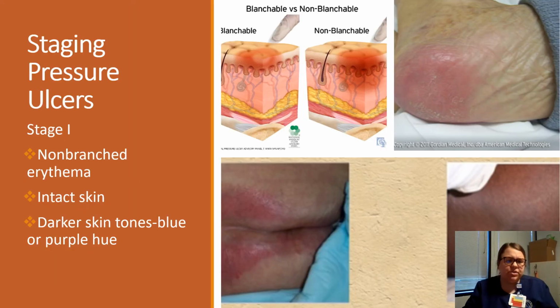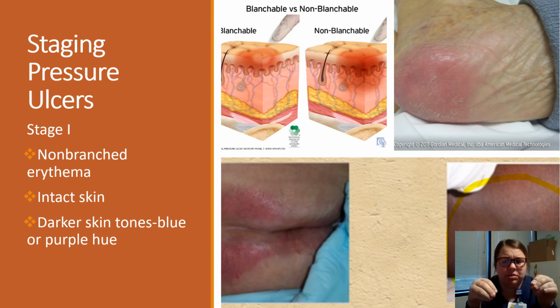So staging pressure ulcers. So there's stage 1. We have to have stage 1. Okay, so stage 1 is a non-blanchable erythema. The skin is intact. In darker skin tones, it may appear blue or like a purple hue. So right here, darker skin tone. So what do I mean by blanchable versus non-blanchable? Just similar to the cap refill, when you push down, it goes white and then it comes back. That's blanchable. Okay, that's like an idea of what blanchable means.